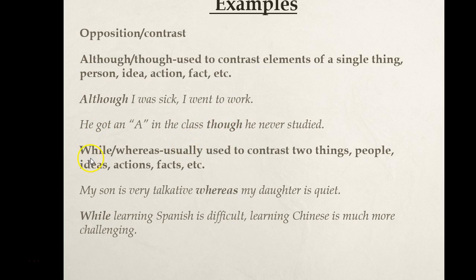Now, when we use while or whereas, usually we're contrasting or showing the opposite of two different things, people, ideas, actions, or facts, etc. So two different people, two different things. Whereas with although and though, it's one, right? Okay, my son is very talkative, whereas my daughter is quiet. So here, two different subjects. While learning Spanish is difficult, learning Chinese is much more challenging. So here, two different subjects.